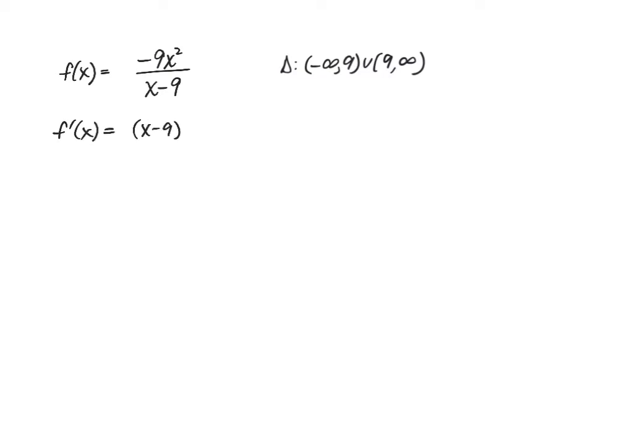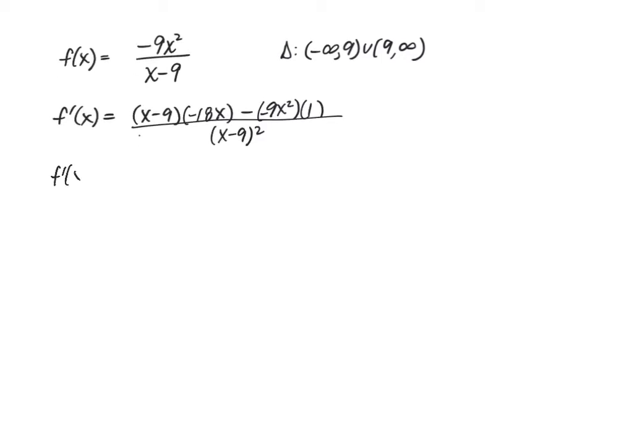So we've got low d high, derivative of the numerator is negative 18x, low d high minus the numerator, which is high, negative 9x squared, d low, derivative of the denominator is just 1, divided by the denominator squared. So we need to clean this up a little bit. I'm just going to reorder things. So we have negative 18x times the quantity x minus 9, and then plus 9x squared.